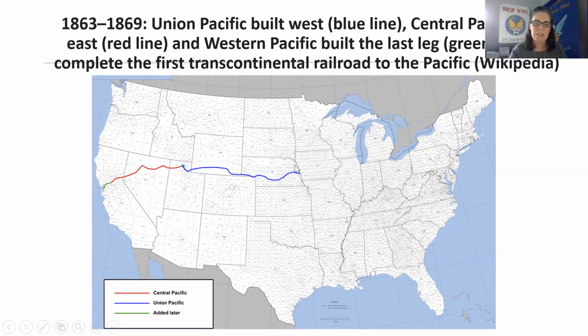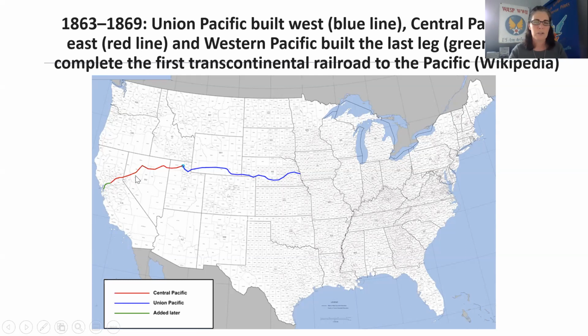But Union Pacific starts here in Omaha, and they run this blue line. And they're going to have a lot of immigrants that are doing this, a lot of those Swedish and Norwegian immigrants that we talked about before, but a lot of Irish immigrants are going to come in this time period and help build this railroad from the east, from Omaha toward the west.